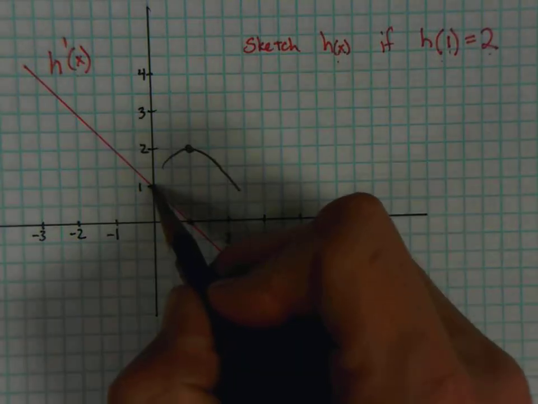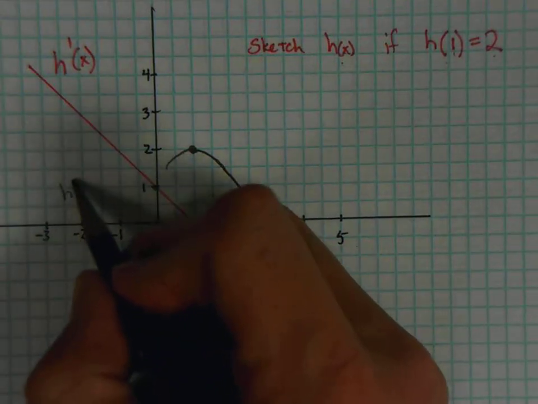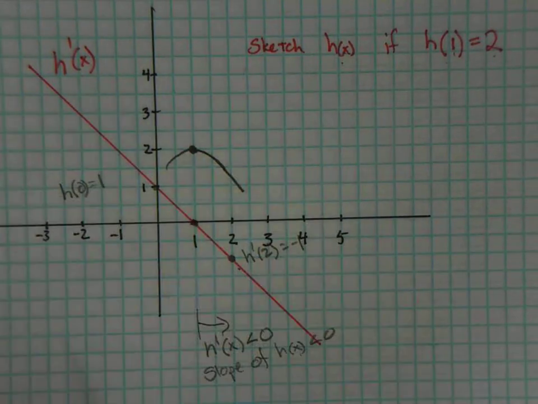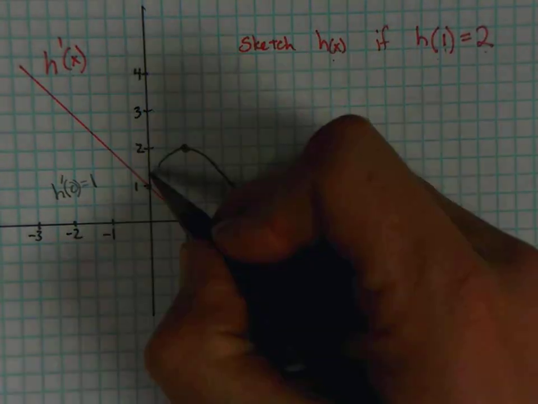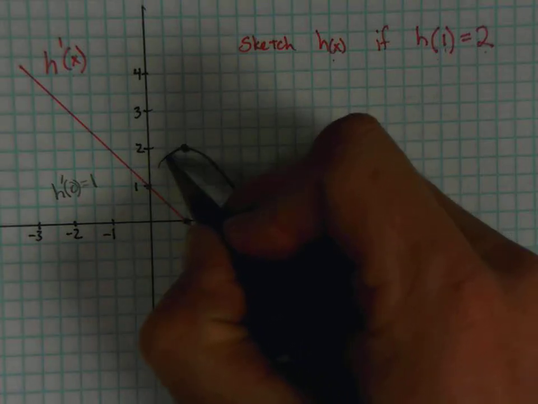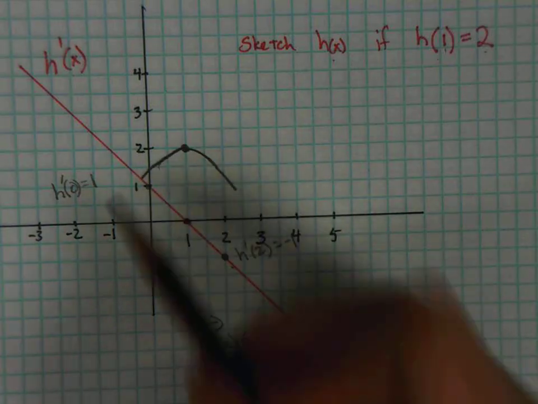Let's see. This point. That is, what is that? H of 0 is equal to 1. Oh, nope, not h. H prime of 0 is equal to 1. Which means the slope of h at 0 should be positive 1. So as h crosses over the y-axis, the slope of a tangent line to h should be about 1.